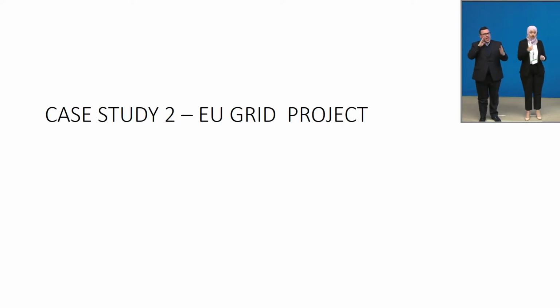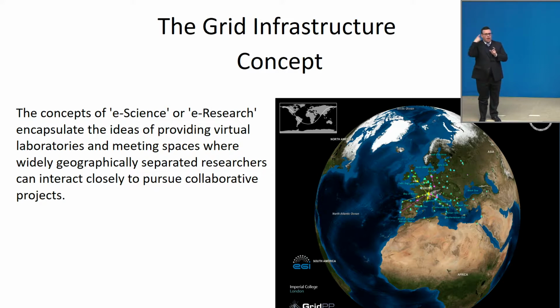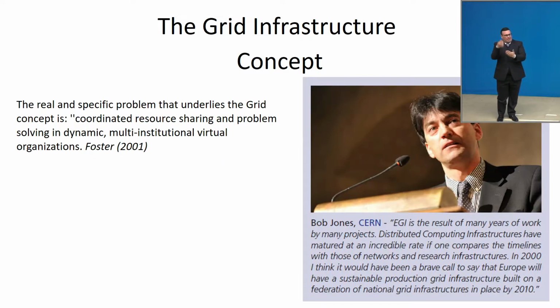The second case study that attempted to build a socio-technical infrastructure for massive open online educational resources is the GRID project, a large EU project. The concept behind the GRID project is e-science or e-research, which encapsulates the idea of providing virtual laboratories and meeting spaces where widely geographically separated researchers can interact closely to pursue collaborative projects. According to Bob Jones at CERN in Switzerland, the real and specific problem that underlies the GRID concept is coordinated resource sharing and problem solving in dynamic, multi-institutional virtual organizations.